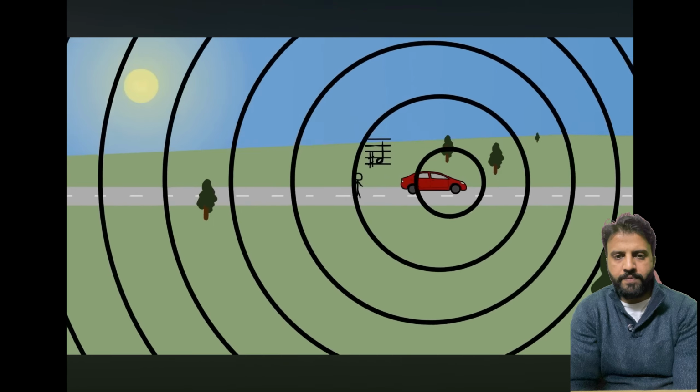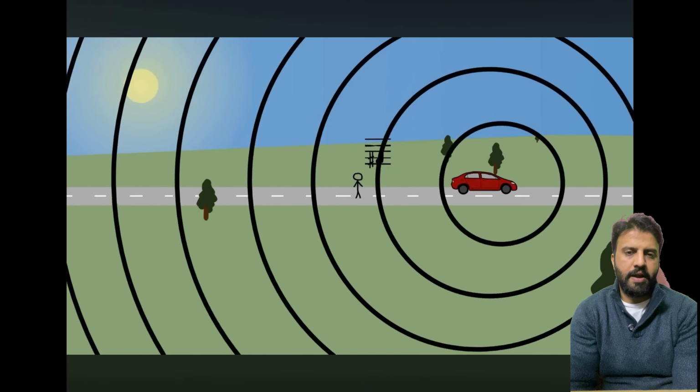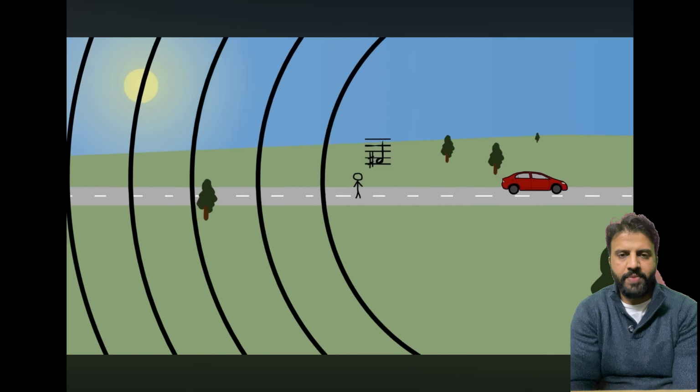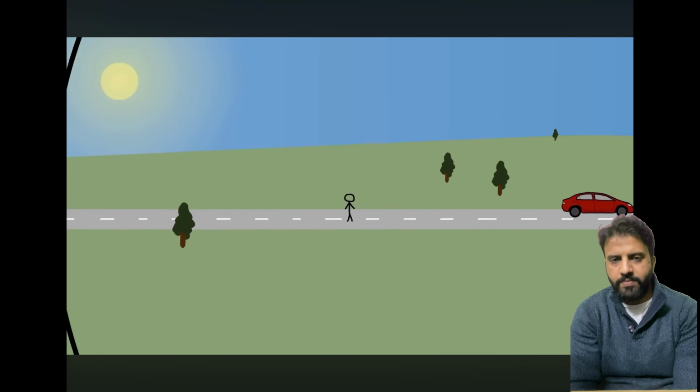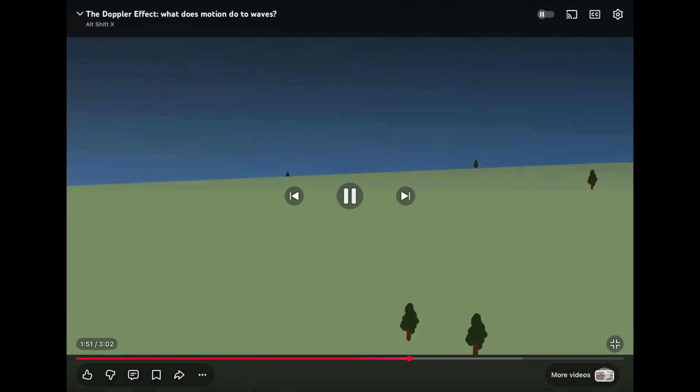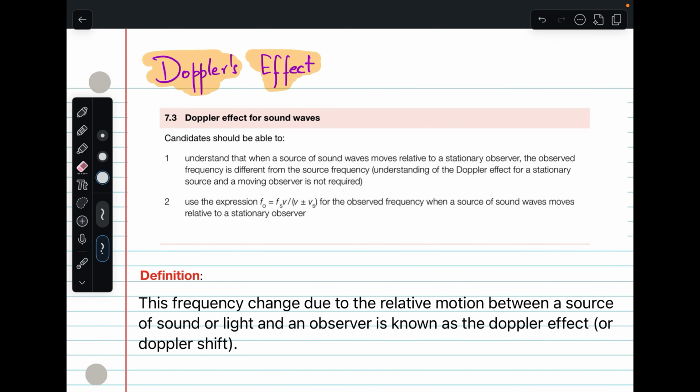So this is the Doppler effect that we are going to discuss, and we will define it, and we will try to solve some past paper questions of this. So let's begin with that. These are the objectives that we will try to cover today. These are from the A Levels 9702 course of Cambridge.